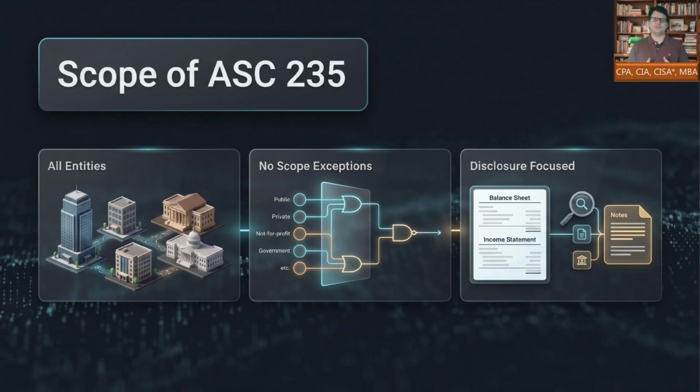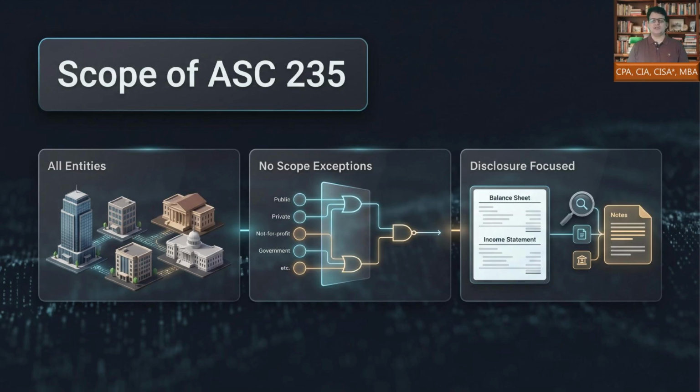The scope rule is refreshingly simple. ASC 235 applies broadly to all reporting entities, and there are no scope exceptions. Public companies, private companies, not-for-profit organizations, and other entities preparing GAAP financial statements need to think about significant accounting policy disclosures.